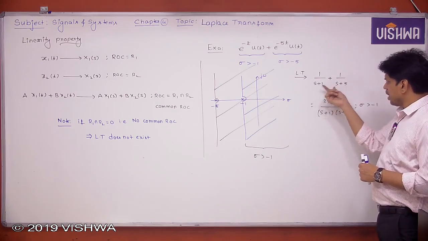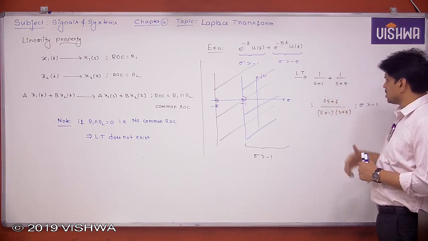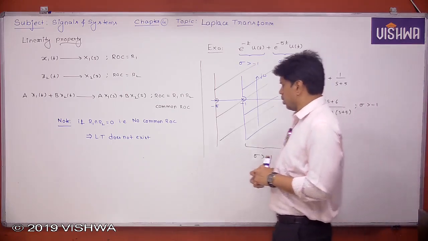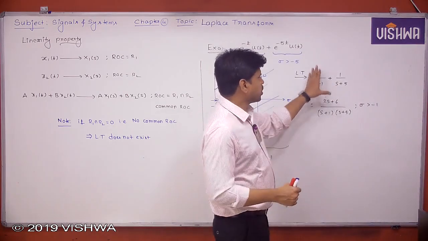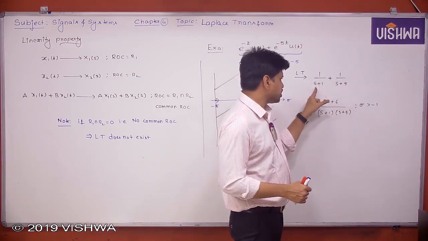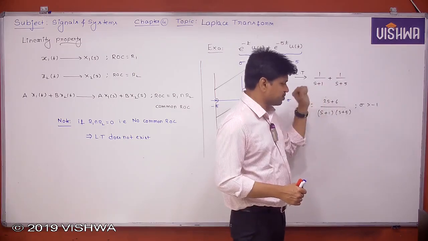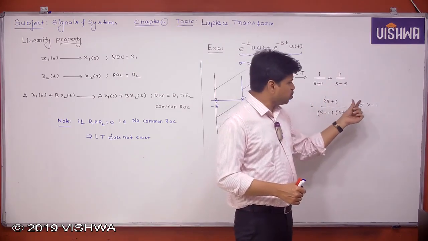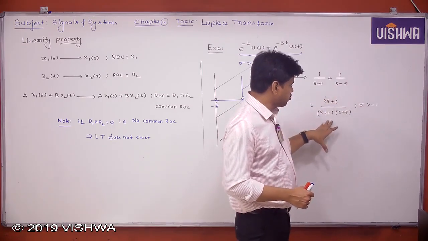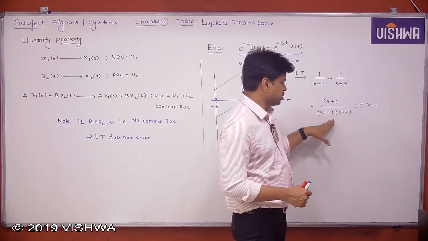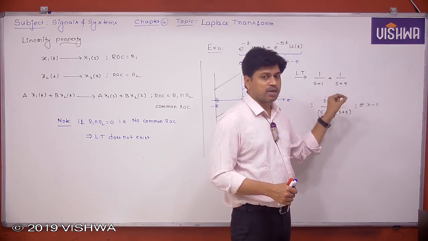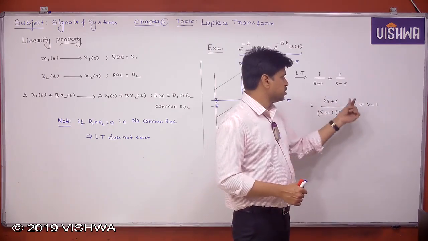But here we are having two poles. One is -1, another one is -5. And we are having only one ROC. Now the doubt is, what should we write this signal as? Is it a right-sided signal or a left-sided signal? For that they have given only one ROC, and from that we have to say. Whenever there is more than one pole and they have given a single ROC, that ROC indicates the common ROC.